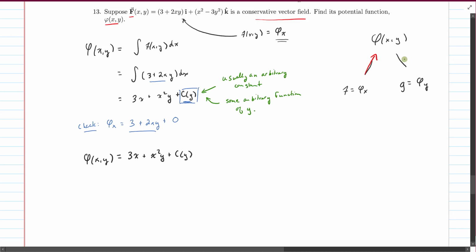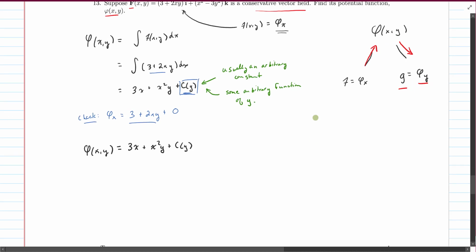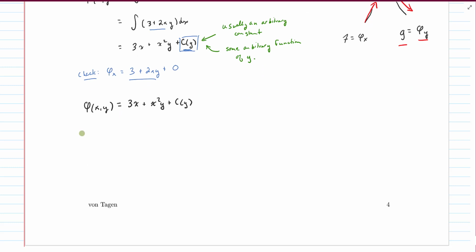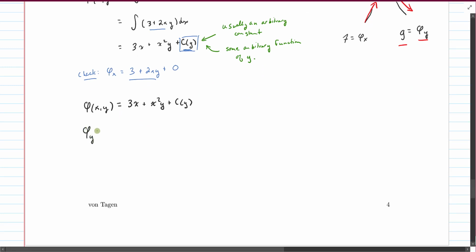And now what we're going to do is take the partial derivative of our answer and equate our phi sub y to our g. So let's go ahead and do that. What I'm going to do now is take the partial derivative of phi with respect to y, but we know that's supposed to equal our g of x y. This is a fact. This is by definition, where f is equal to the gradient of phi.